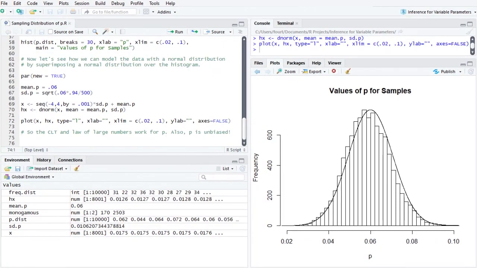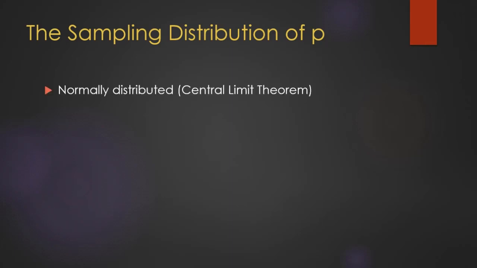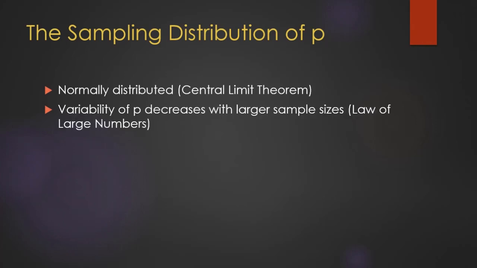So let's summarize what we've been discussing. Let's talk about the sampling distribution of P. We know that it is normally distributed, so the central limit theorem applies. The variability of P decreases with larger sample size, so the law of large numbers applies. The statistic P is unbiased.